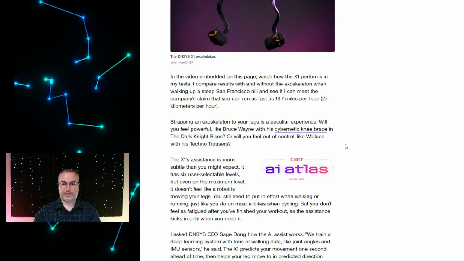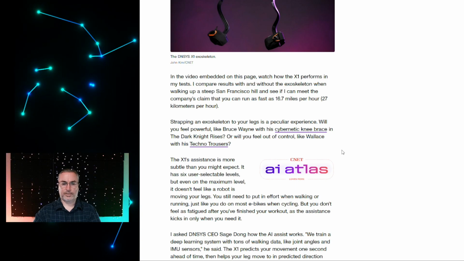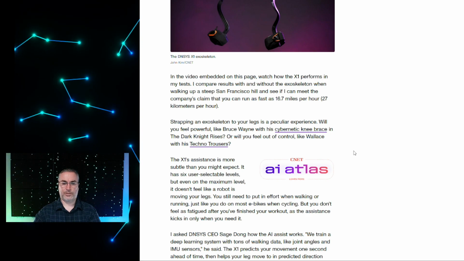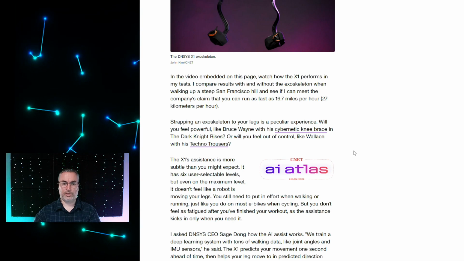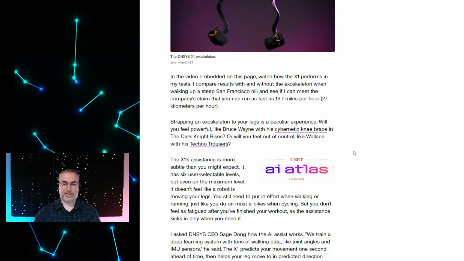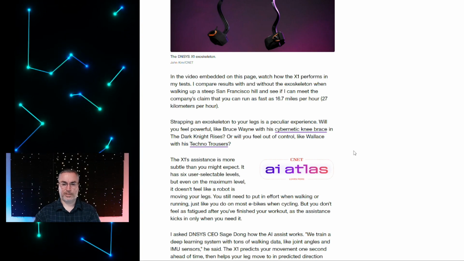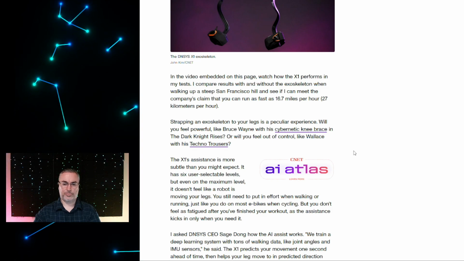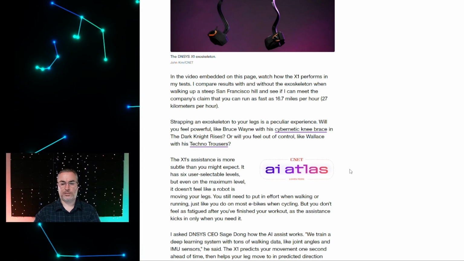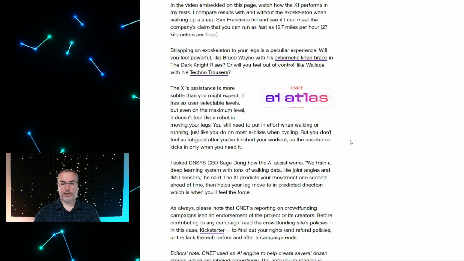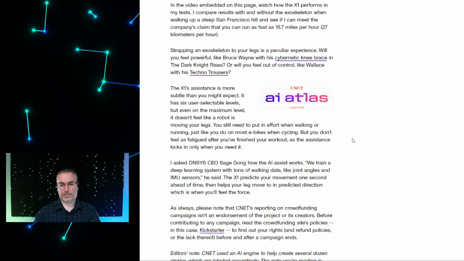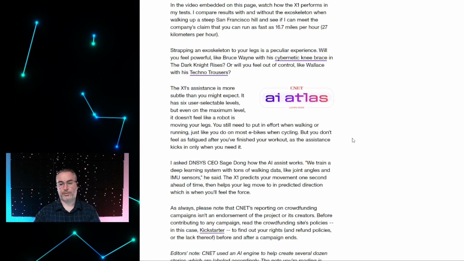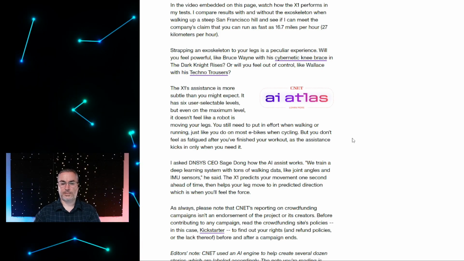So strapping an exoskeleton to your legs is a peculiar experience. Will you feel powerful like Bruce Wayne with his cybernetic knee brace in The Dark Knight Rises, or will you feel out of control like Wallace with his techno trousers? The X1's assistance is more subtle than you might expect. It has 6 user selectable levels, but even on the maximum level, it doesn't feel like a robot is moving your legs. You still need to put your effort in when walking or running, just like on most e-bikes, but you don't feel as fatigued after your workout, as the assistance kicks in only when you need it.